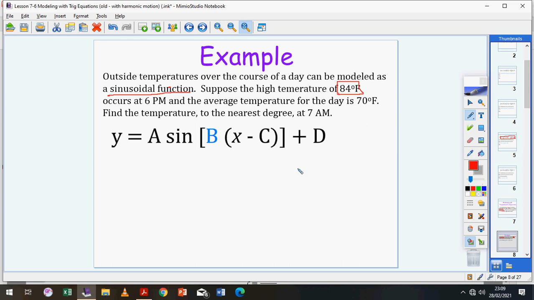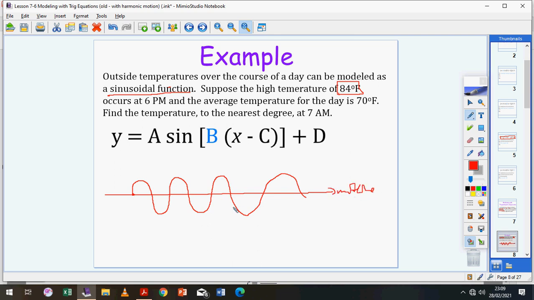The high temperature. We know if it's a sinusoidal function, it's supposed to look like this, right? If it looks like that, repeating, it has what you would call a midline. This is the midline. And I hope you remember that this midline is the value of D. If this midline is 0, that means there's no vertical upwards or downwards shift. But if this was any value, that's how far off of the 0 it has been shifted.